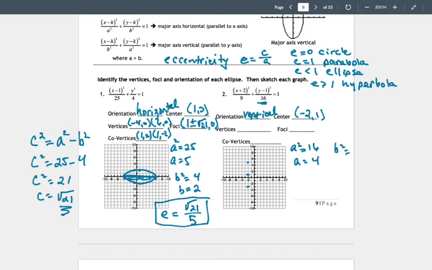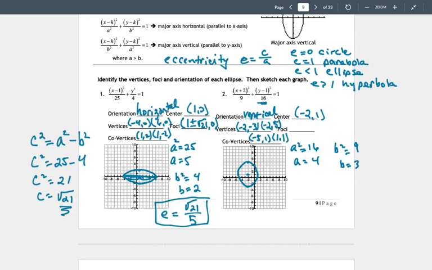My b squared equals 9, so b equals 3. So I'm going to go horizontally 3 out on either side of that center. So there's your ellipse. My vertices were at -2, -3, and -2, +5, my bad. My covertices were at -5, 1, and 1, 1.